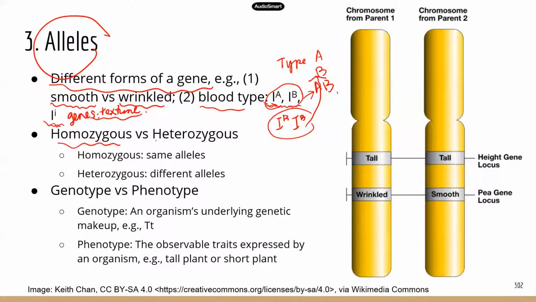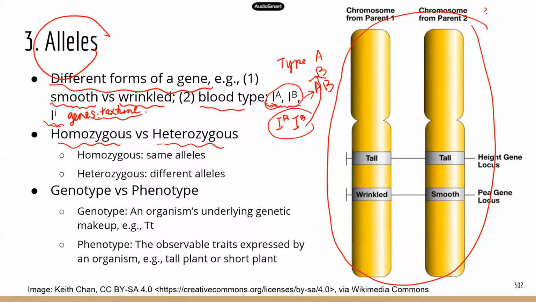Next, homozygous and heterozygous. So if an individual has the same alleles for a particular gene, then that individual is homozygous. Right here, this is the same chromosome. So let me just call it chromosome, let's say number 3. Okay. And remember in the last lesson, we mentioned that for each type of chromosome, you are going to have 2 copies, right? Because you inherit 1 copy from parent 1 and another copy from parent 2.